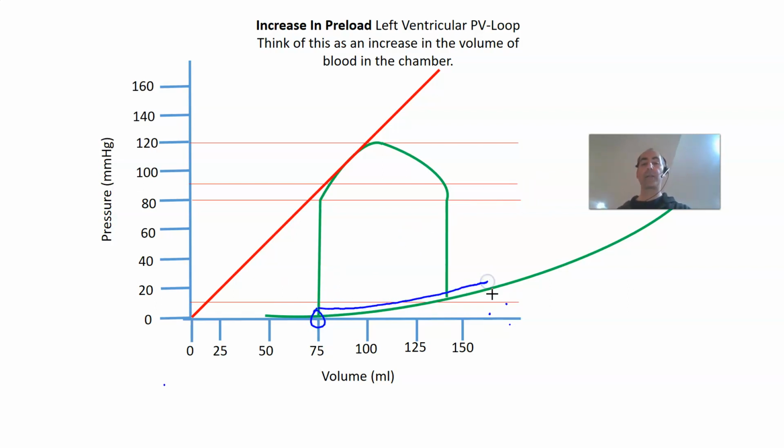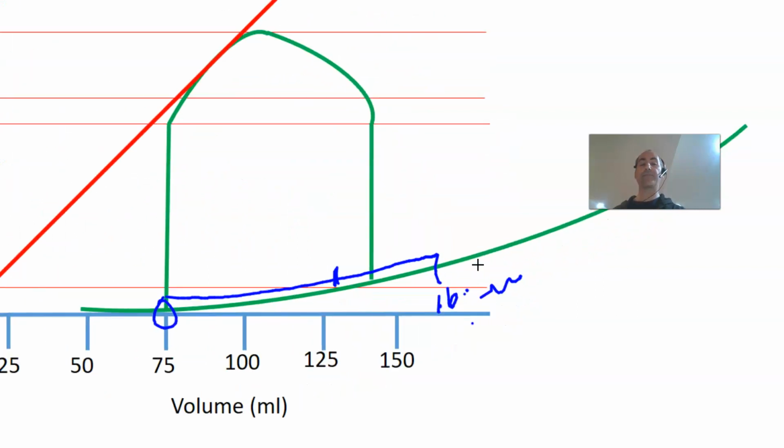about 160 mils. So the first question you're going to ask yourself on any PV loop is you're going to start at the end systolic volume, where there's almost no pressure. You're going to go up the diastolic curve, and there's either going to be an increase, in this case an increase, or a decrease in the preload. Preload's the amount of blood in the heart. If it's a decrease, the amount will stay somewhere over here. If it's an increase, in this case it's generic, it'll be somewhere on this side.